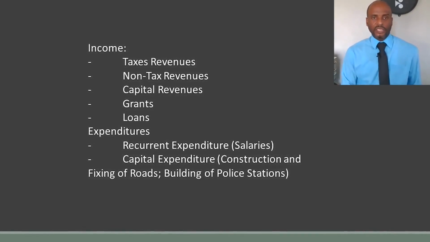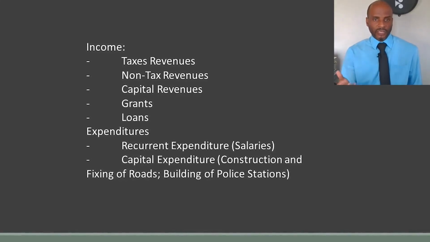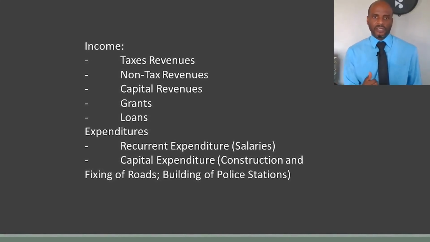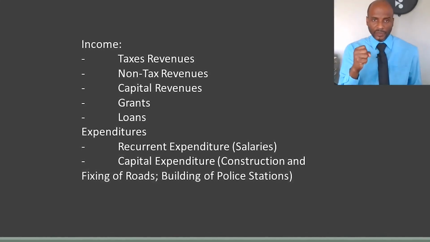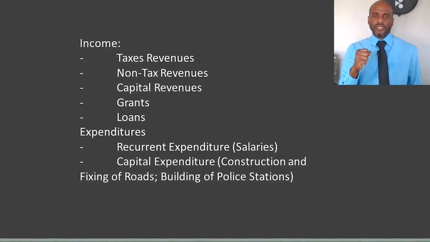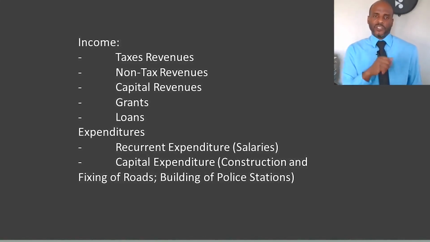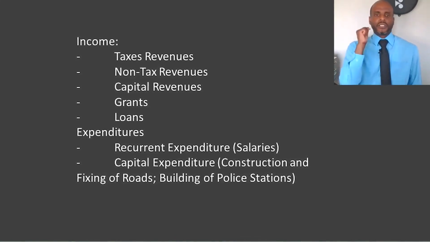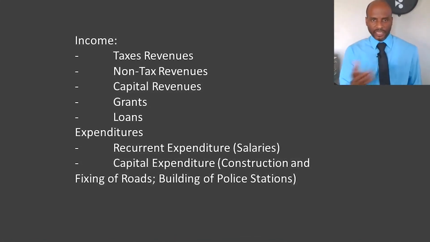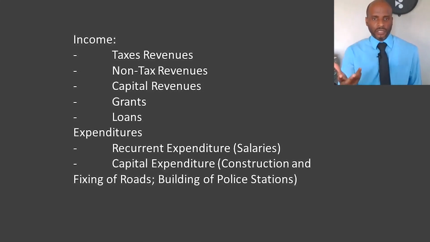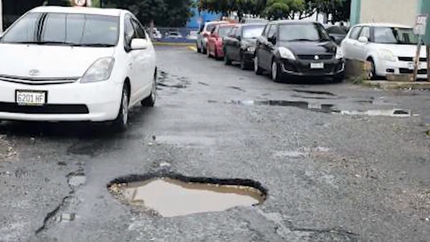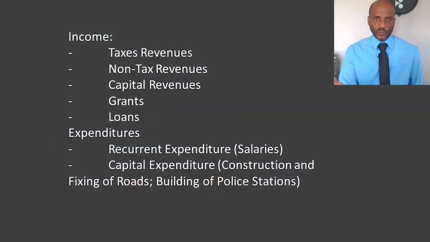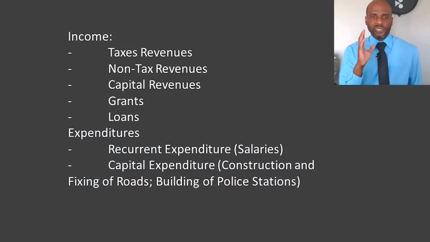Your expenditures are broken down into two broad categories really. Recurrent expenditures, right, such as salaries, right? You have other items too, but the large portion of the current expenditure would be salaries to various ministries and departments. And the other category is capital expenditure. Right, so capital expenditure would relate to the fixing of roads, the building of police stations or the repairing of police stations and schools, stuff like that. That would be classified as a capital expenditure.